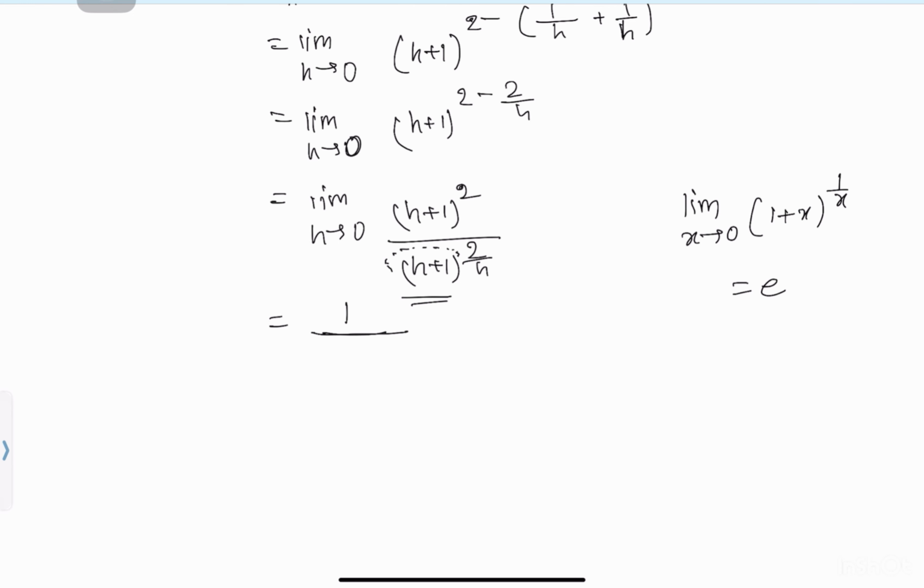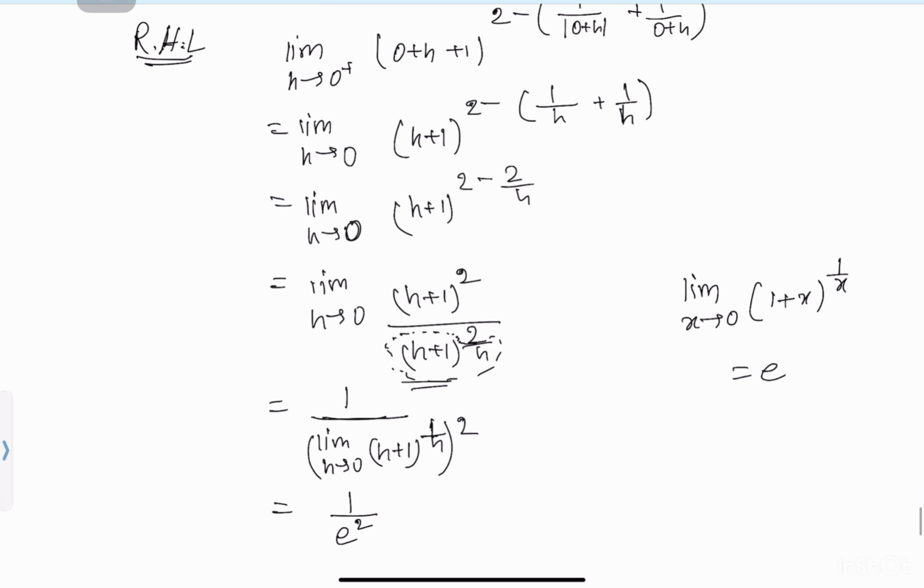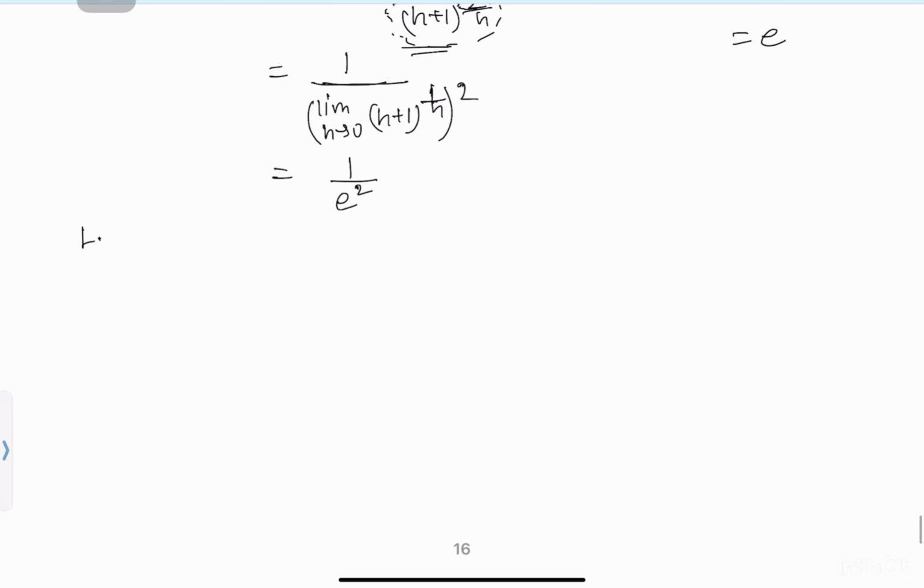I'm writing it, don't worry. Limit h tending to 0, ((h plus 1) to the power 1 by h) whole square. So this is the 1 to the power infinity form, the value is e, so the result is 1 by e square. Clear? So this is the right hand limit. Okay, now find the left hand limit.